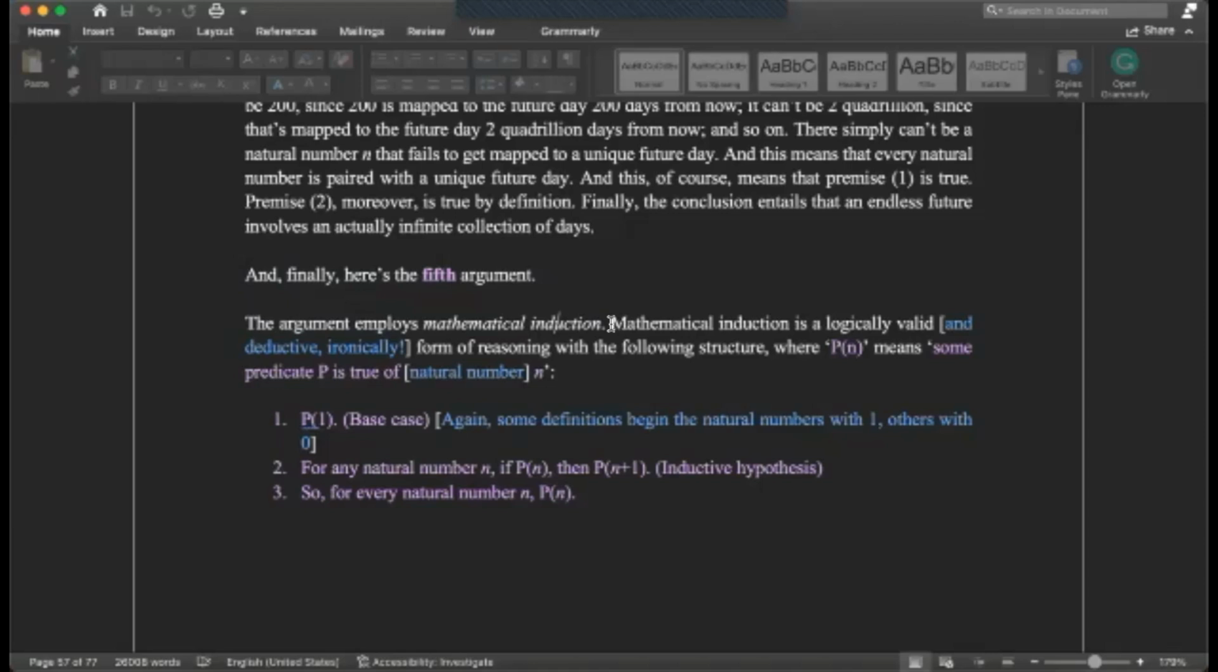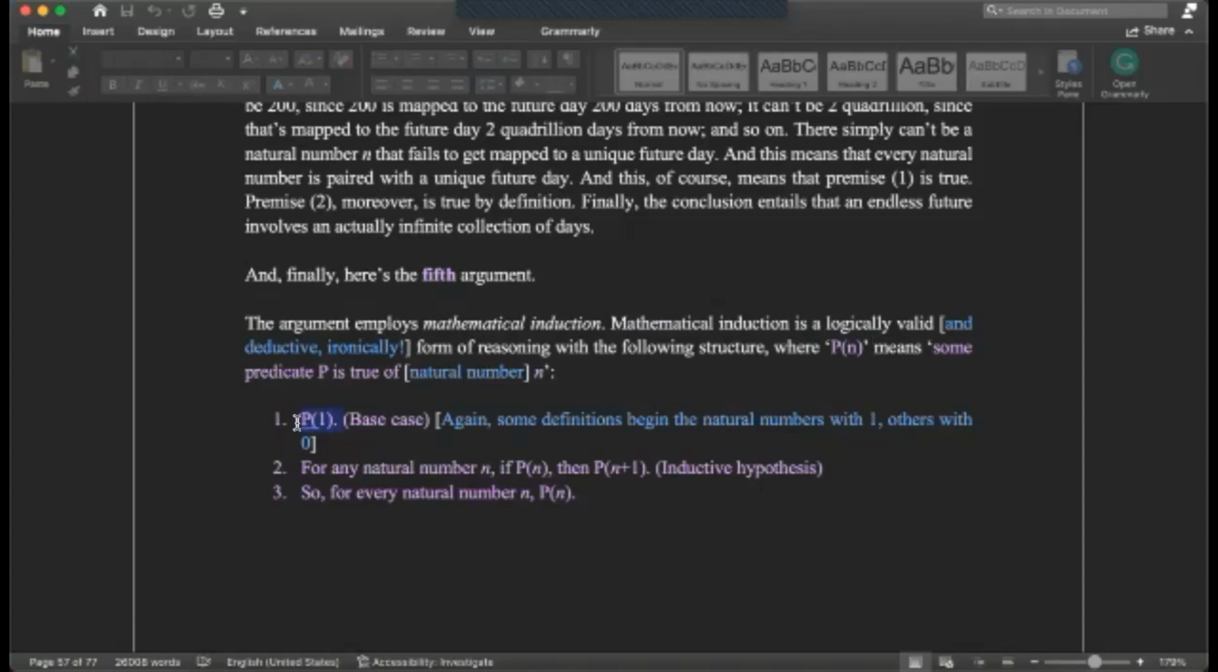But that just shows us that the inference wasn't strictly speaking logically or deductively valid. By contrast, mathematical induction is actually logically valid. It's deductive. And it has the following structure. I'm just going to give you the abstract structure of this deductive form of reasoning. And by the way, P of n just means some predicate P. A predicate is what you can say of a subject. So you can say of a subject that it is green. So is green is a predicate. So is 5 feet tall, is my brother, is red, and so on. So P of n means some predicate P is true of the natural number n.